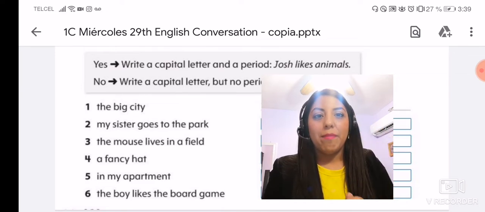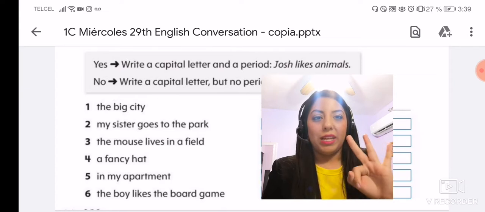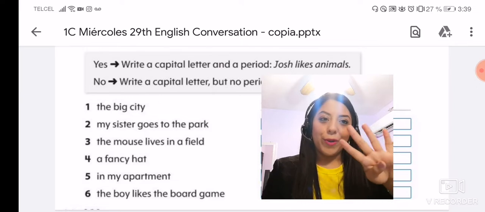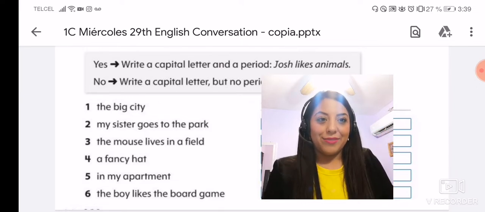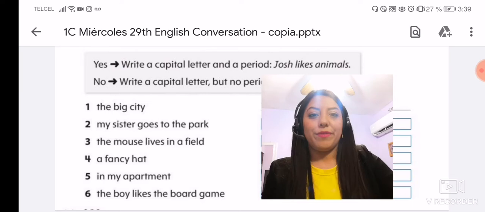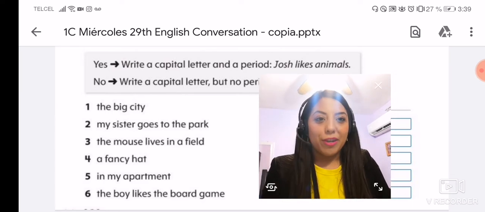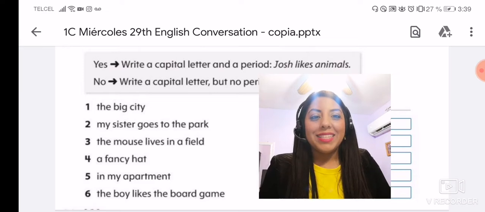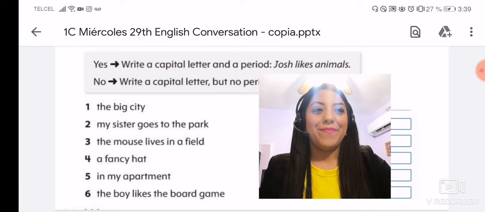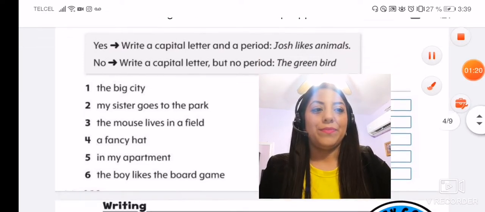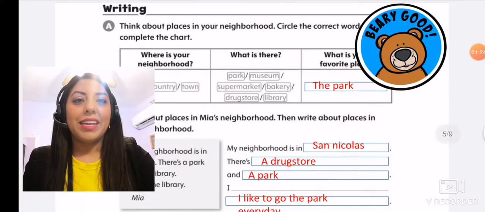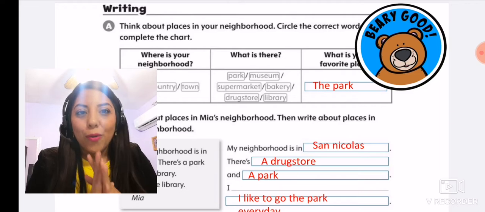Number two, my sister goes to the park. Number three, the mouse lives in a field. Number four, a fancy hat. Number five, in my apartment. Number six, the boy likes the board game. Okay, now let's continue. If you are here, it means that we're almost over.